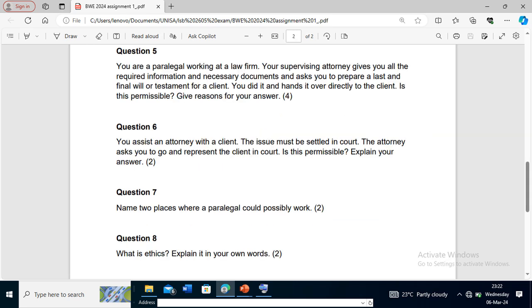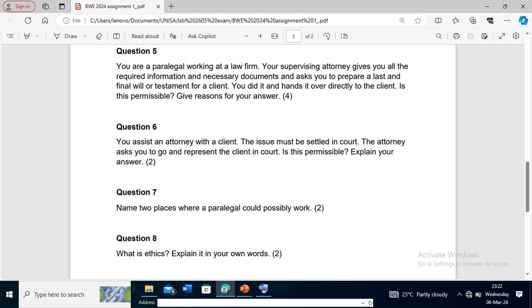Question 5. You are a paralegal working at a law firm. Your supervising attorney gives you all the required information and necessary documents and asks you to prepare a last and final will or a testament for a client. You did it and hand it over directly to the client. Is this permissible? Give a reason for your answer.